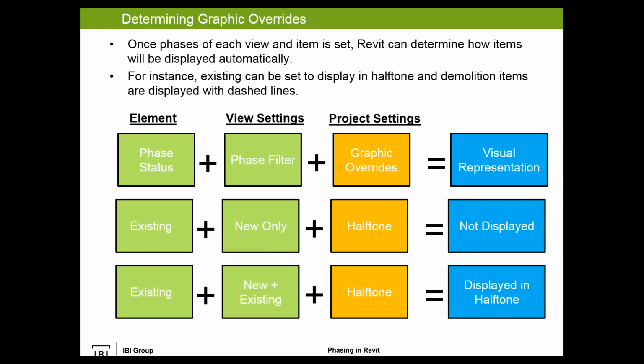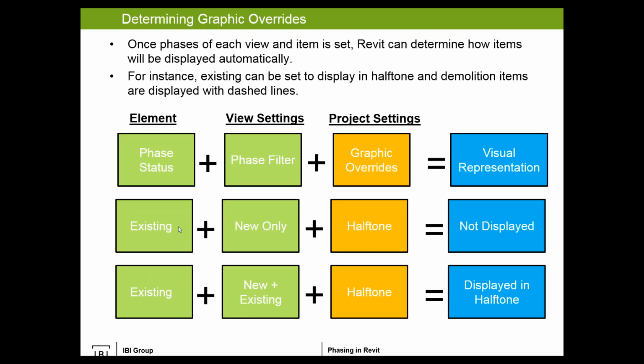So here's another set of equations that take everything into account. This is how the graphical overrides are determined, like how an item will be displayed, basically how Revit knows what to display and how to display that item. The equation goes as: phase status plus phase filter plus graphic overrides determines the graphical representation. And there are two examples here.